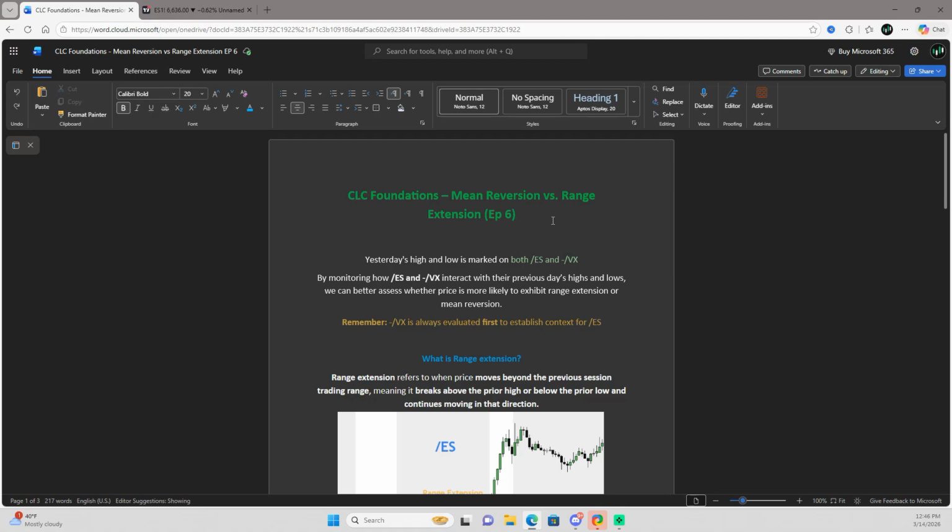All right, guys, moving along here to episode 6, mean reversion versus range extension. A very key part of this entire system is to mark the prior day high and low of all instruments. I know that you guys saw us doing that within the inverse VIX last video, but understand that we're also doing it for ES, NQ, and RSP. More specifically, by monitoring how ES and VIX interact with their prior day high and low, we can better assess whether the price action within ES is more likely to exhibit range extension or mean reversion.